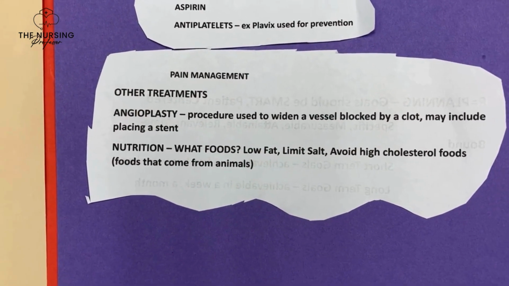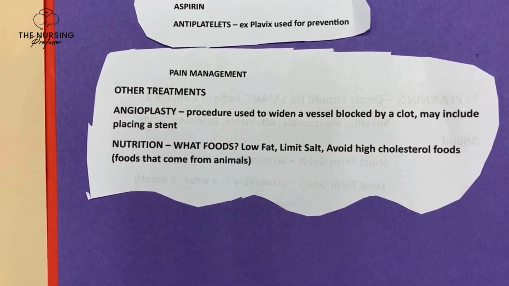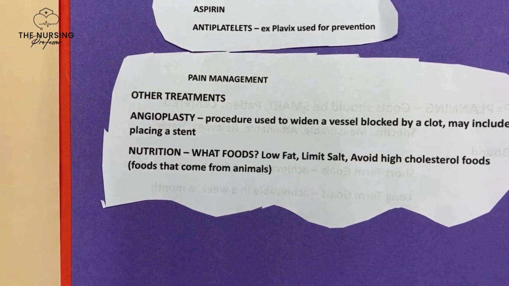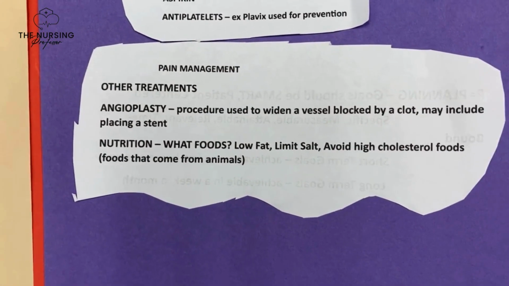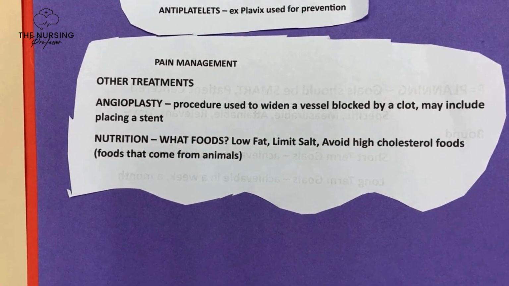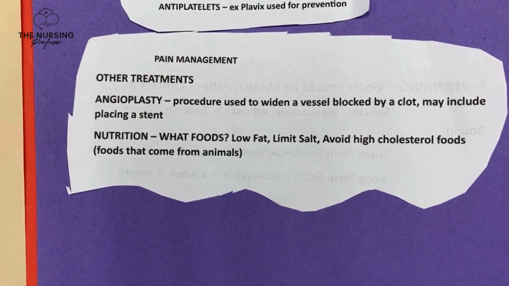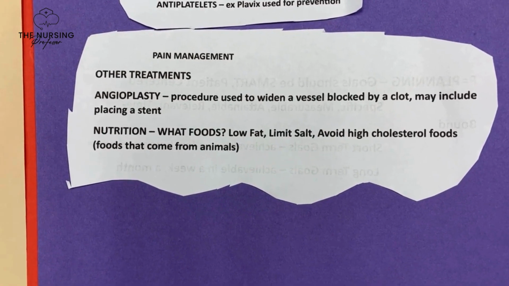Nutrition is also very important because we want to prevent further strokes. Typically people who have had a stroke many times have high cholesterol. So we want to teach them about eating a low-fat diet, limit salt intake, avoid high cholesterol foods. When we talk about high cholesterol foods, that's any food that comes from an animal.